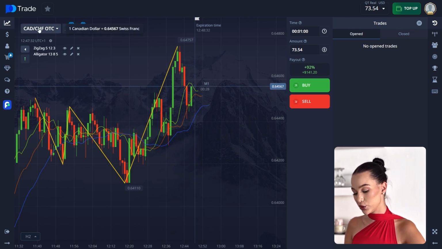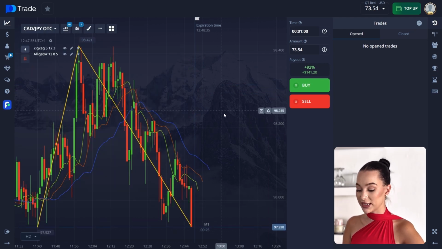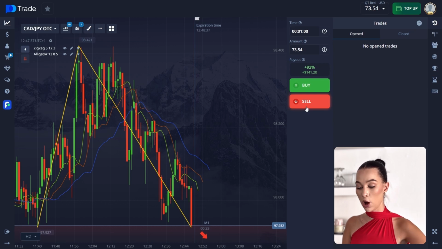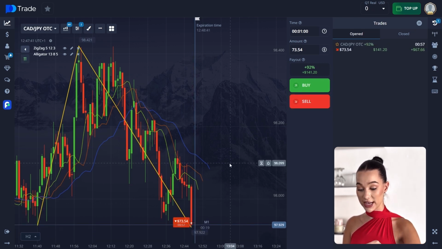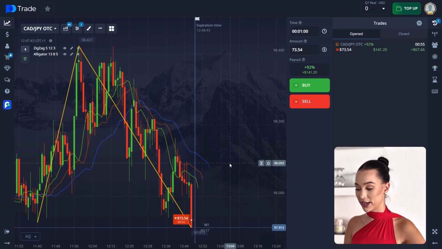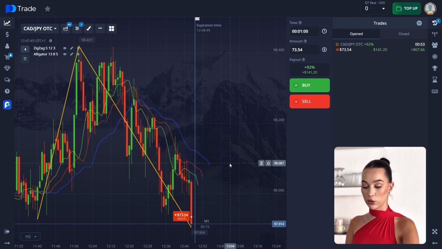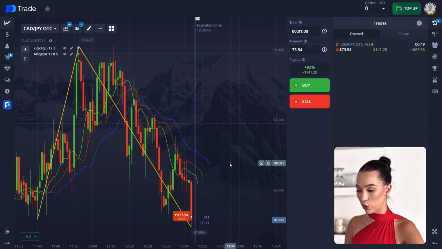So now we go to another chart, and here we open a sell trade because here we can see again all the 3 lines of alligator are moving downward. There's a distance between them, and the line of zigzag, as you can see, is going lower as well, showing us the downward trend. And now the zigzag is even crossing the candle that's going on right now on the chart.